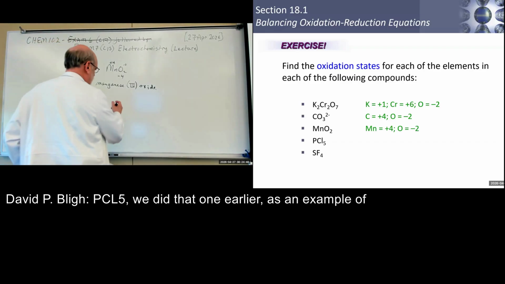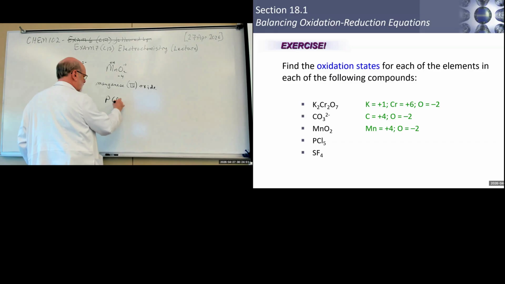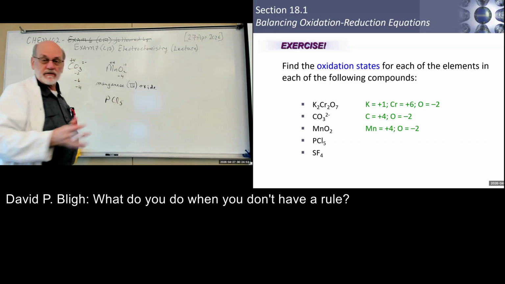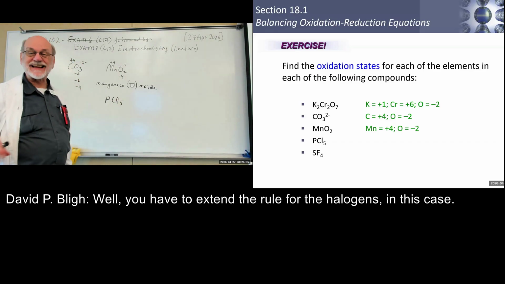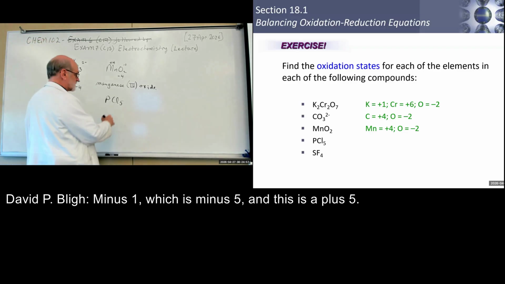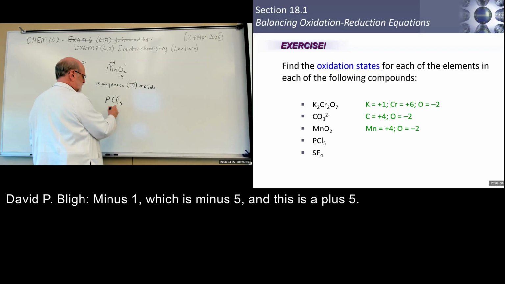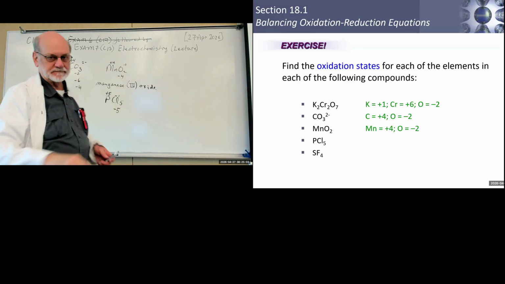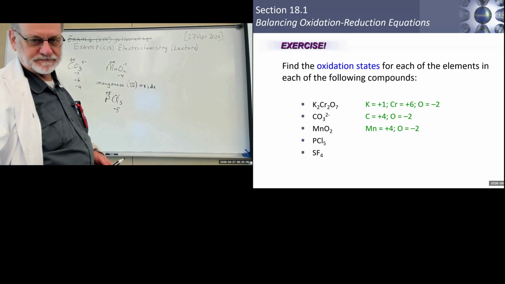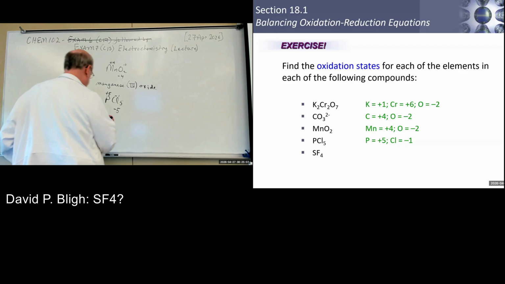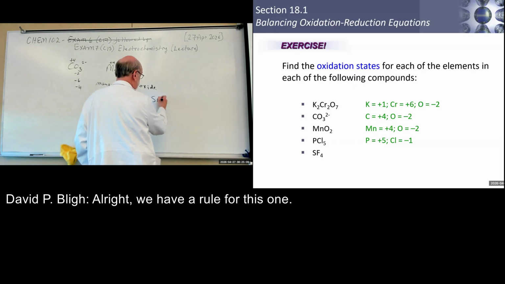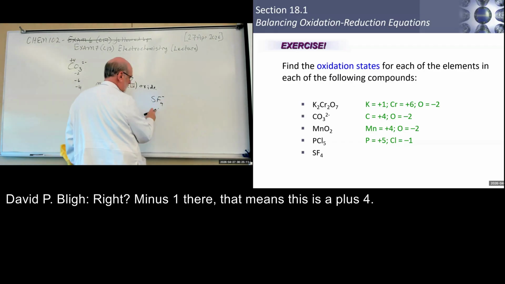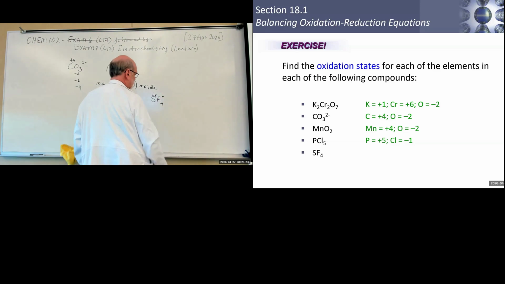PCl5, we did that one earlier as an example of what do you do when you don't have a rule? Well, you have to extend the rule for the halogens in this case. -1, which is -5, and this is a +5. SF4, all right, we have a rule for this one. Right, -1 there, that means this is a +4.